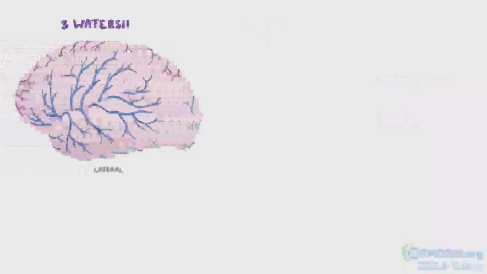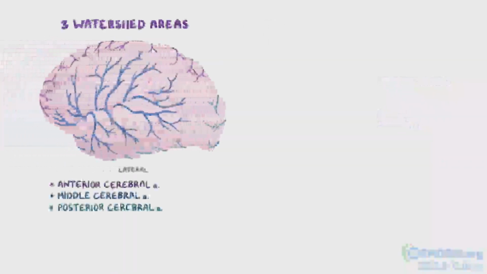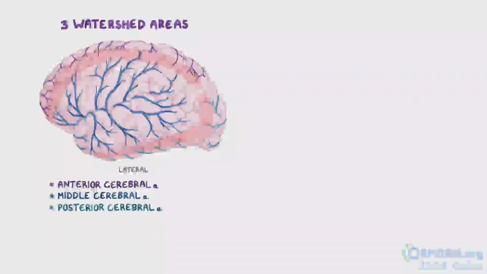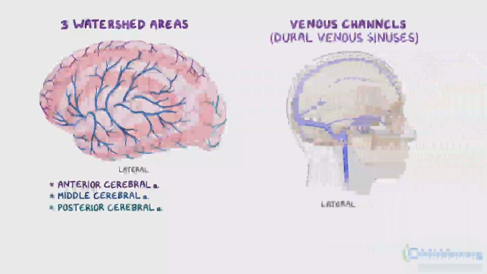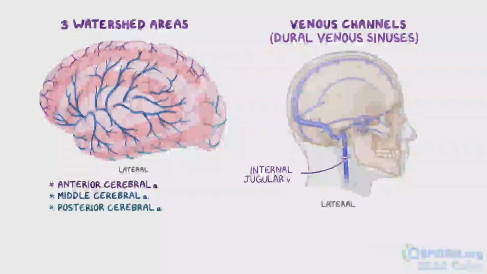The three main watershed areas of the brain are between the anterior cerebral and the middle cerebral arteries, between the posterior cerebral and the middle cerebral arteries, and between the superficial and deep branches of the middle cerebral arteries. Blood returns from the brain to the systemic circulation through a series of venous channels called dural venous sinuses that ultimately drain into the internal jugular veins.